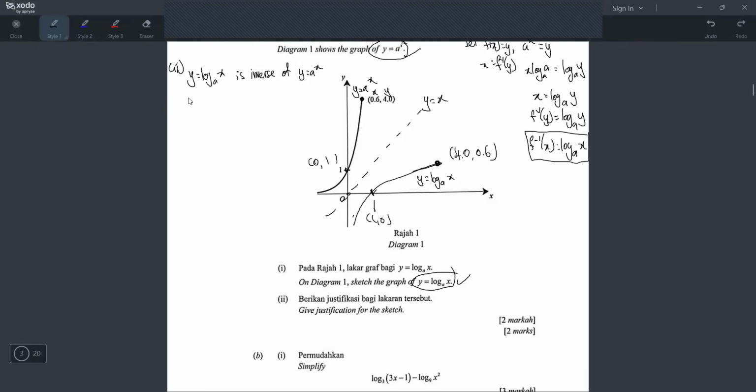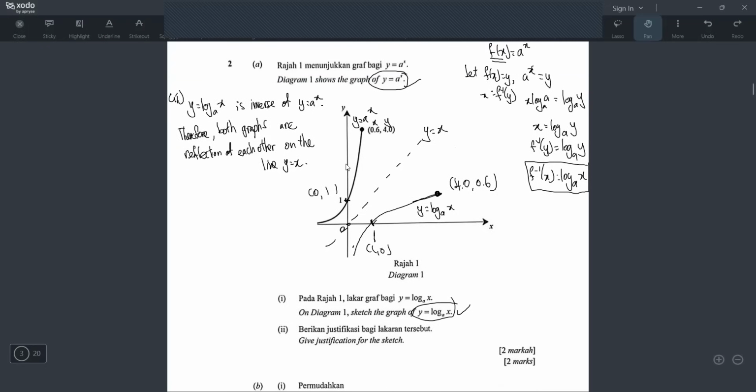Therefore, both graphs are reflection of each other on the line y equals x. All right. So give justification for the sketch. I think if you write like this, it's good enough. Do you understand what I write? Since this equation and this equation are the inverse of each other, therefore both graphs will be the reflection of each other on the line y equals x.